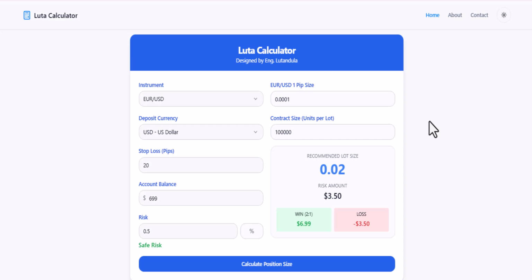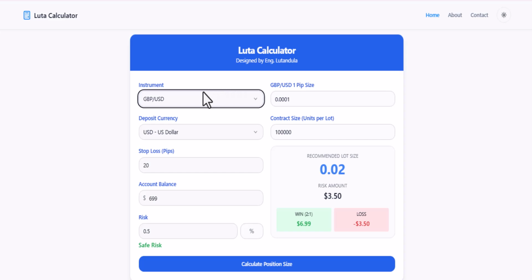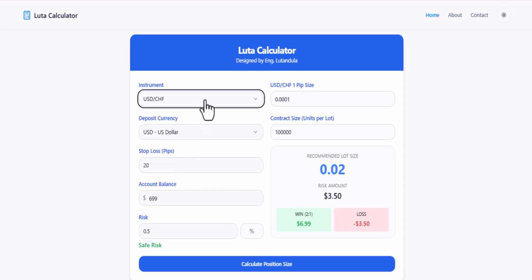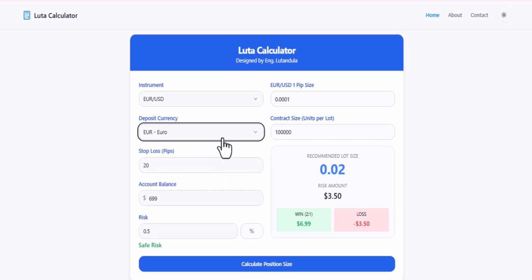Alright, let's break this down step by step. It's super easy. Watch this. First, select the pair you're trading. We support all the major and minor Forex pairs, so just pick your pair. Next, choose the currency your trading account is in. If your account is in dollars, select USD. If it's in euros, pick euro. Simple.